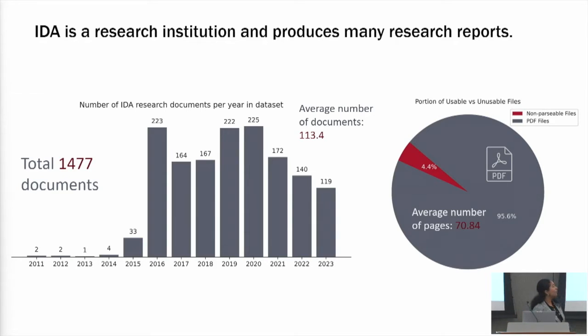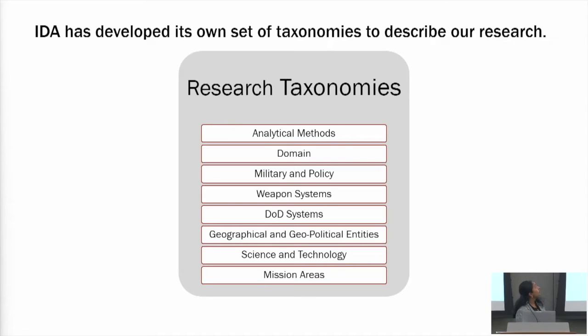on average, we are producing 113.4 research reports every year. Upon some further analysis, we found that 96% of these research documents are PDF formats with an average number of 70.84 pages per document. We have also developed our own set of taxonomies across each of these 8 categories, and these are an organized hierarchy of keywords that describe the research being done across those areas.